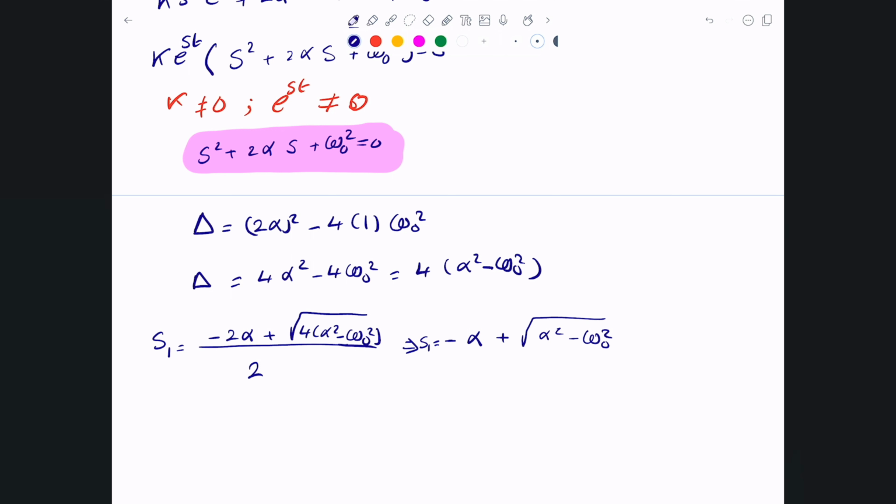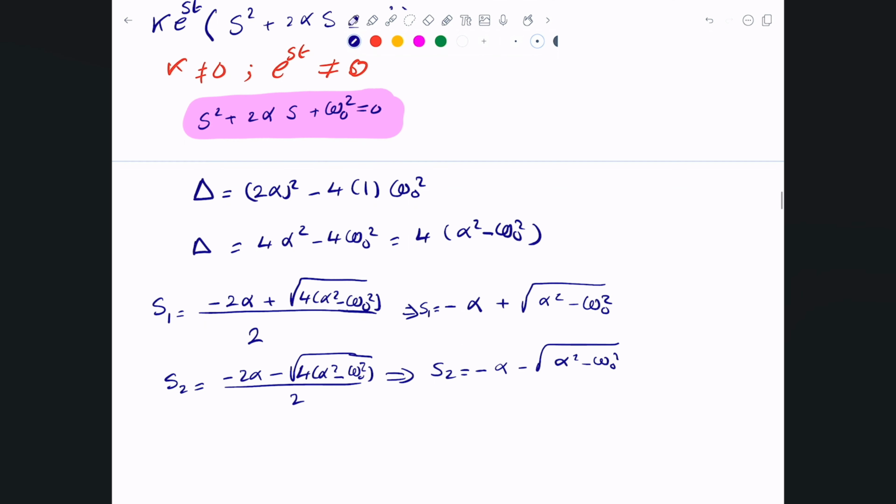So that tells me s1 is simply negative alpha plus the square root of alpha squared minus omega 0 squared. Similarly, s2 is simply negative 2 alpha minus the square root of 4 alpha squared minus 4 omega 0 squared, divided by 2. That means the second root is negative alpha minus the square root of alpha squared minus omega 0 squared.